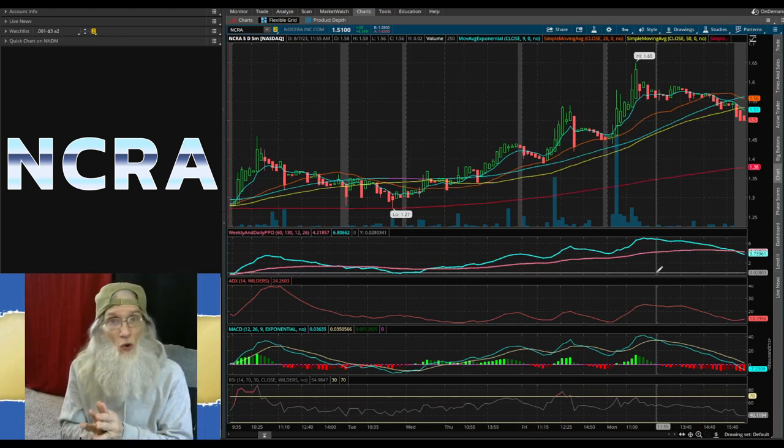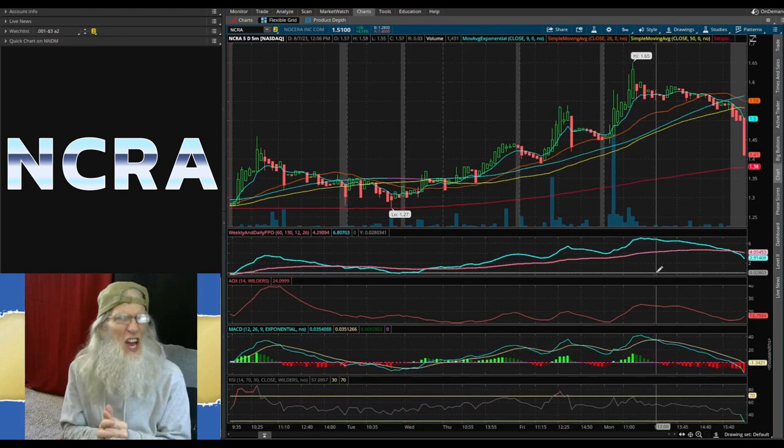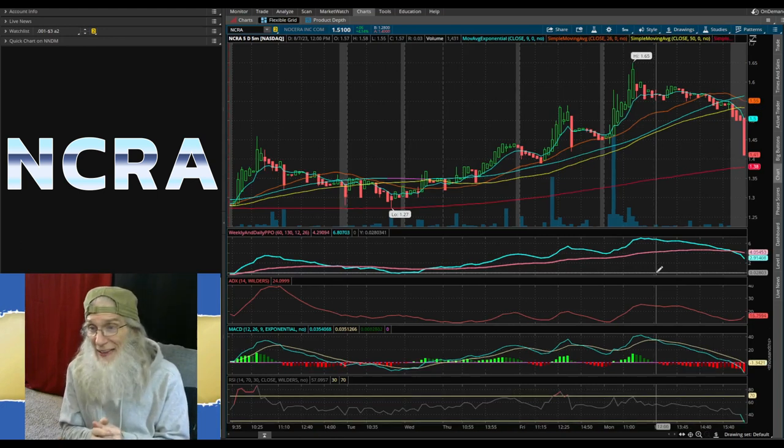When it breaks the 200, it normally pops. It's got a low float. Why not? And if we get lucky, if a news press comes out, oh boy, we could see a huge run here, folks. NCRA for the wild card lottery play.